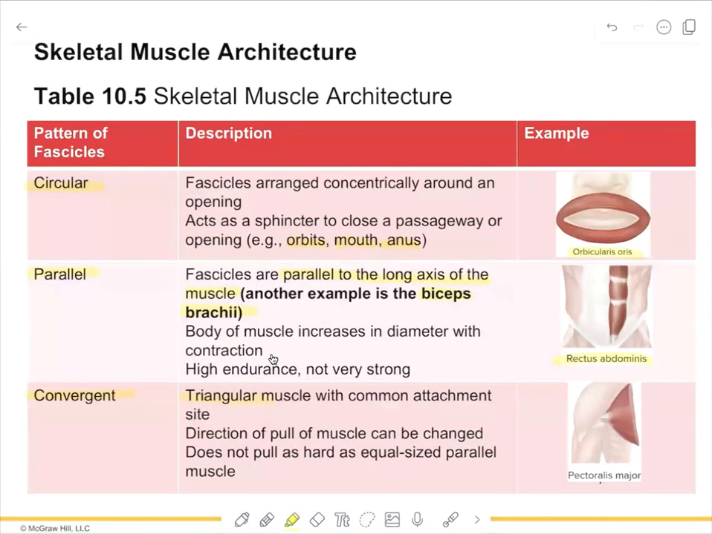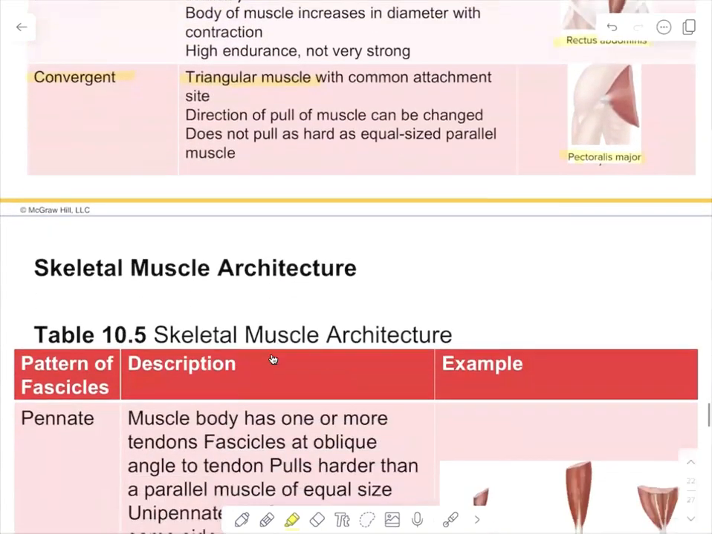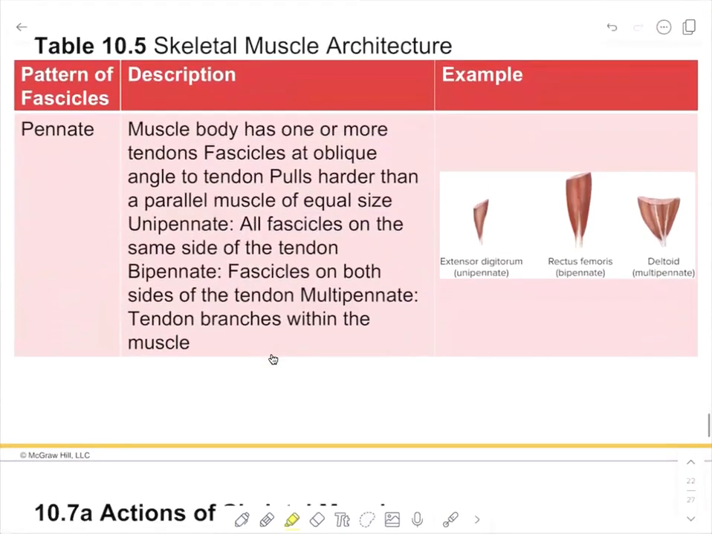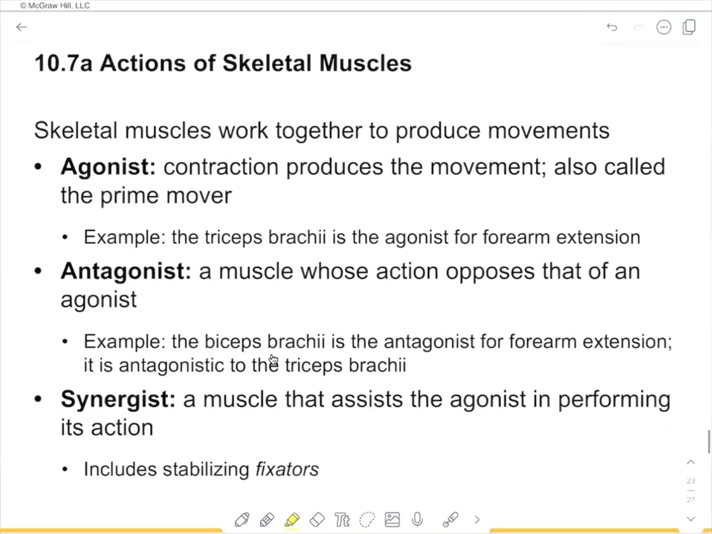Convergent is where there's a triangular muscle with a common attachment site. And an example of that would be the pectoralis major. Another example would be the pennate, and those include examples like the rectus femoris, which is bipennate, the deltoid, a multipennate, and the extensor digitorum, which is unipennate. Remember, these are ones that resemble kind of a feather.